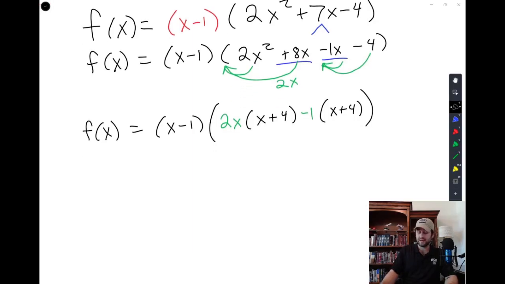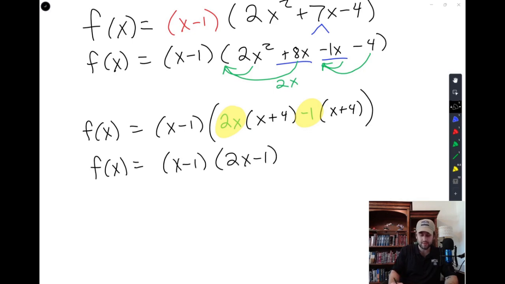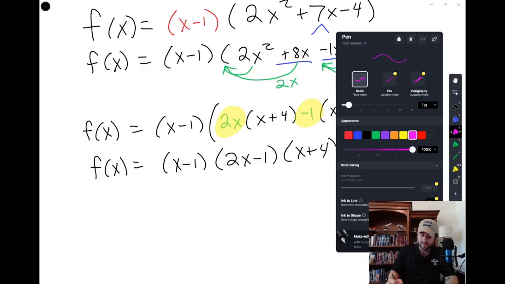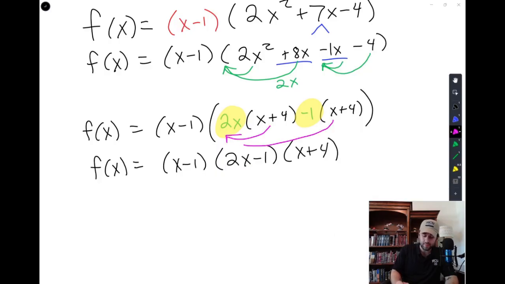And now one more factorization where I'm going to take the green and factor it, and the x plus 4s and factor them out, and I'm going to be left with f of x equals x minus 1, 2x minus 1, and x plus 4. And that came from, if I change colors one last time, factoring out the x plus 4 the same way we did, by dividing by x plus 4. And this was dividing by 2x, and this green one was dividing by negative 1.